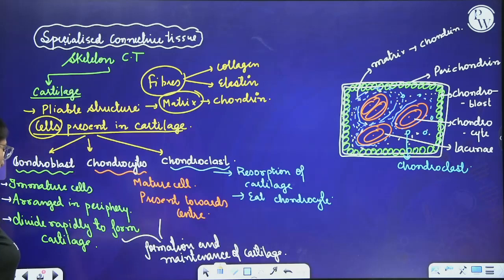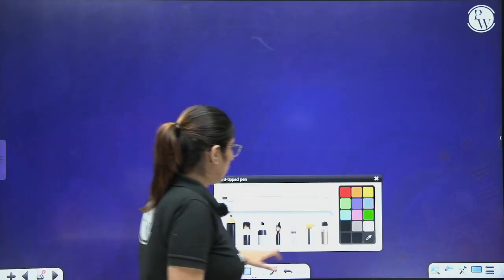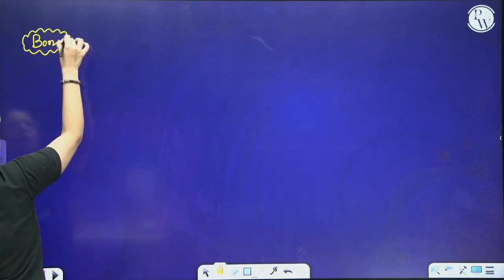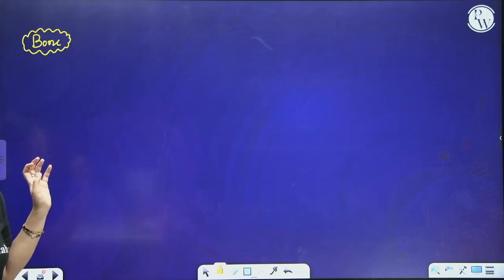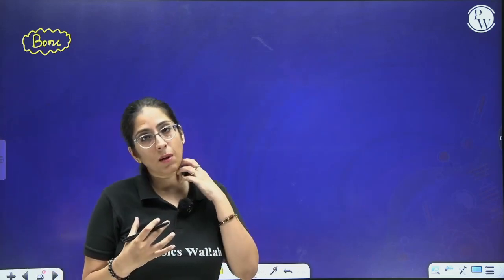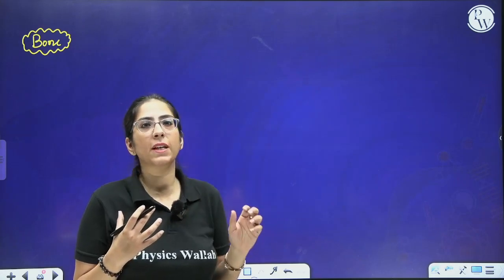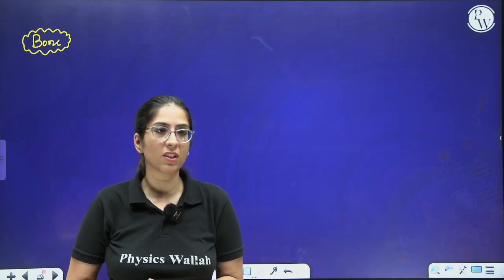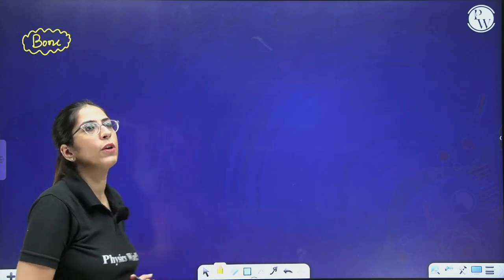Let's talk about the second one, which is bone. And bone is another type of specialized connective tissue. Clear? Clear, buddies? So here also the matrix is present, here also the cells are present, and other substances are also present in the bone. For example, a protein is present which is termed as ossein protein. The organic and inorganic substances are present. Here the calcium phosphate, calcium carbonate, everything you are going to find over here. And you all know the basic structure of the bone, we'll be doing that. But yes, first of all, we are left with one more topic.